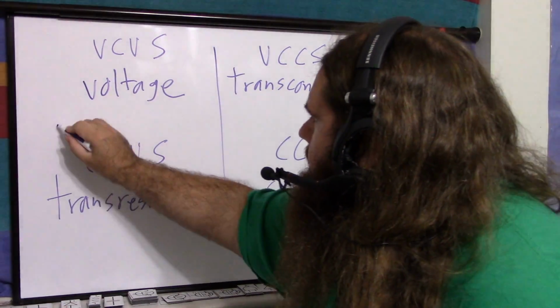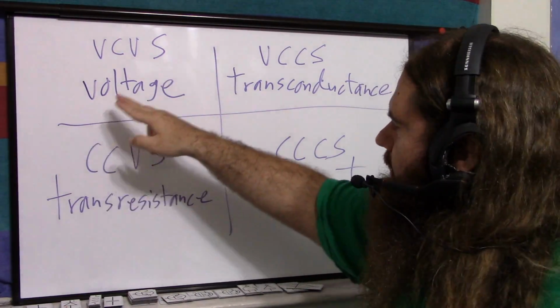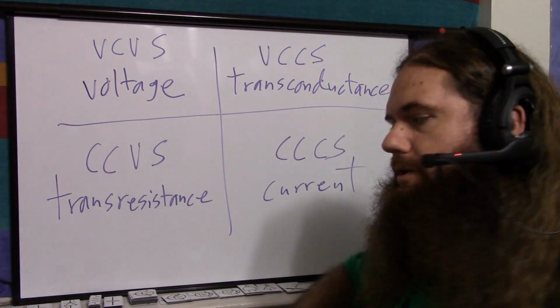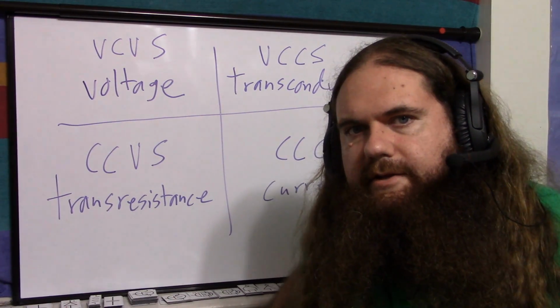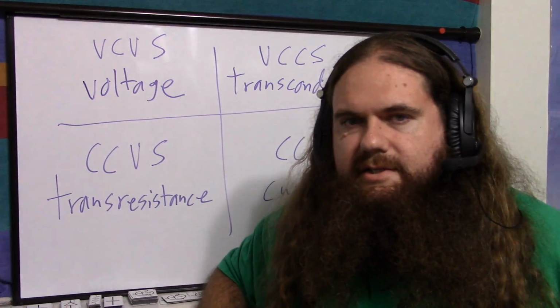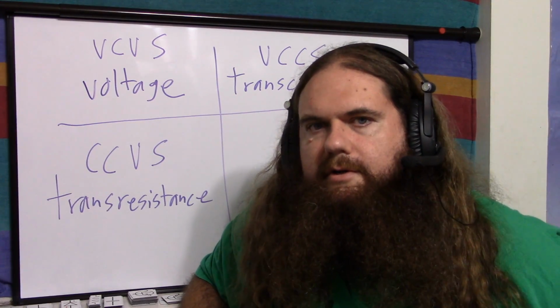You might notice that this is a grid. So on one axis, we have whether voltage or current controlled, and the other axis we have whether voltage or current source. Now, those of you who are astute and understand the physics here will realize that this is nonsense because there's no such thing as turning voltage into current or turning current into voltage.